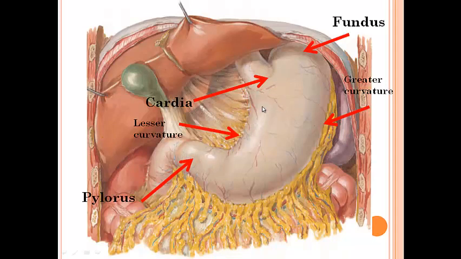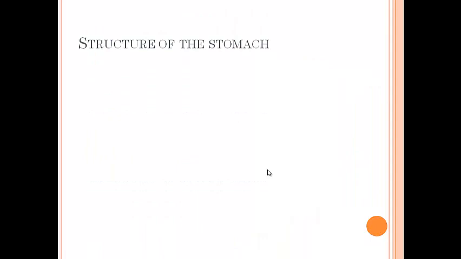Okay, and just keep in mind that the stomach also has two surfaces. The one that we're looking at here is the anterior surface, and then on the other side you've got the posterior surface. Now, that summarizes the different parts of the stomach, but when we're looking at the structure, we're going to look at the internal features of the stomach.